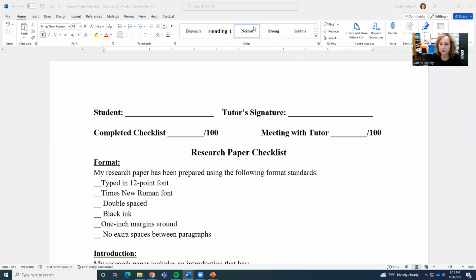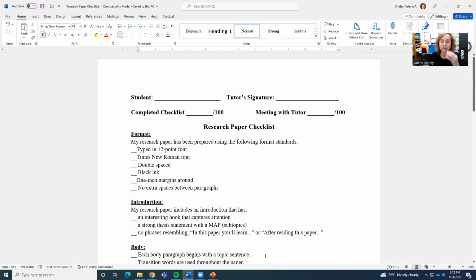Hello, I'm going to talk with you about the research paper checklist and the grading rubric so that you know that your research paper is going to be off the charts. I am going to take a look at your rough drafts and I'll give you a little bit of feedback there, but you also should be able to take a look at your paper and say, oh, here's where I can make some improvements. So feel free to be editing already.